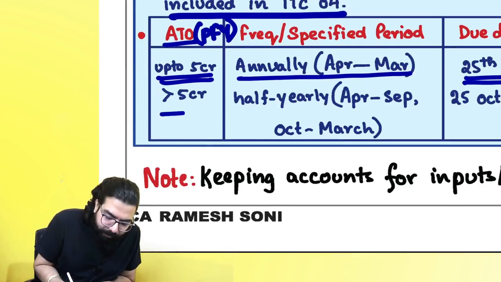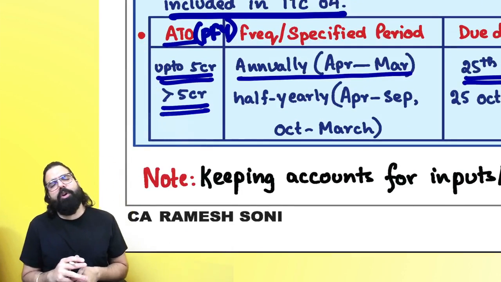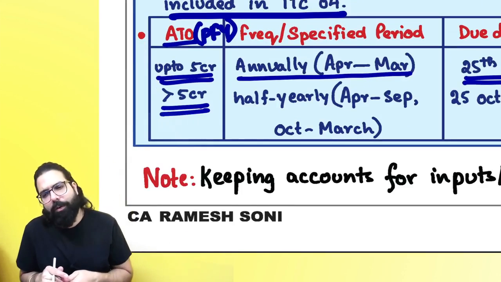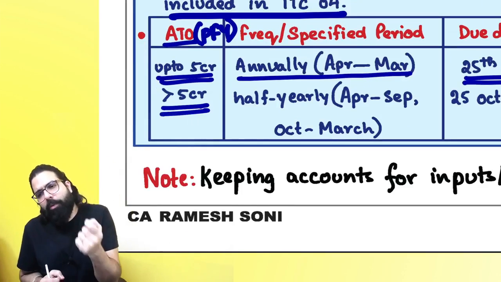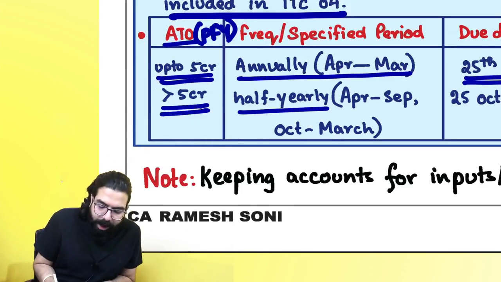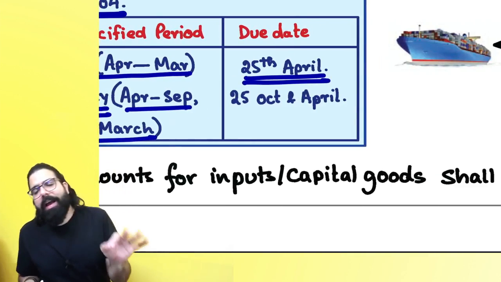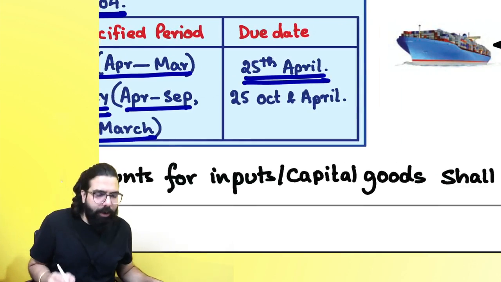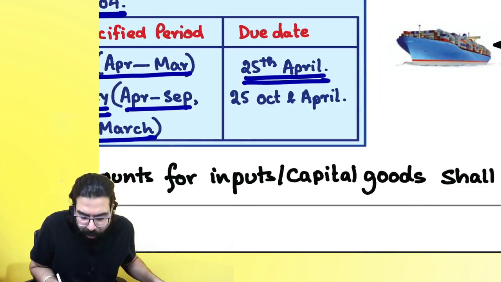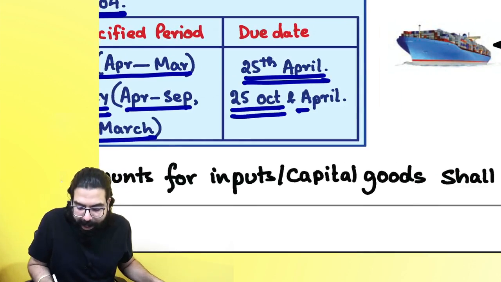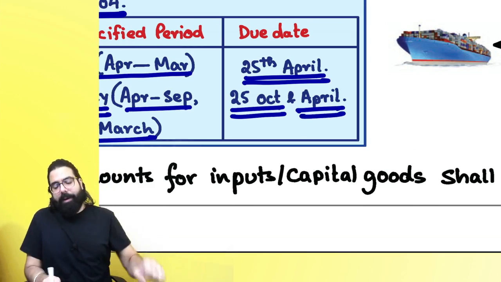But sir, if my last year turnover was more than 5 crore, then half yearly, that is April to September and October to March, I have to file two ITC 04. One GST ITC 04 on 25th of October and one on 25th of April.